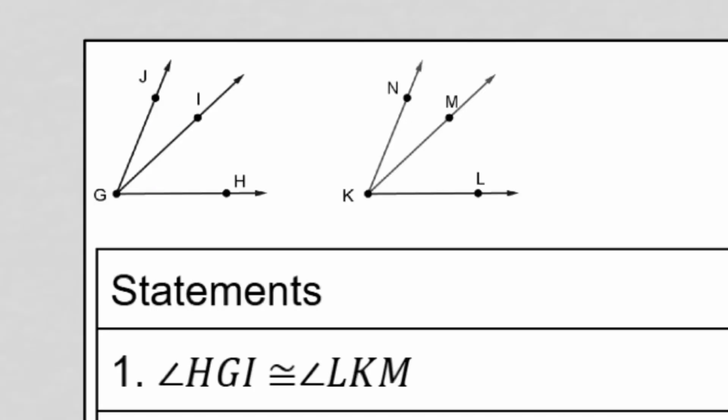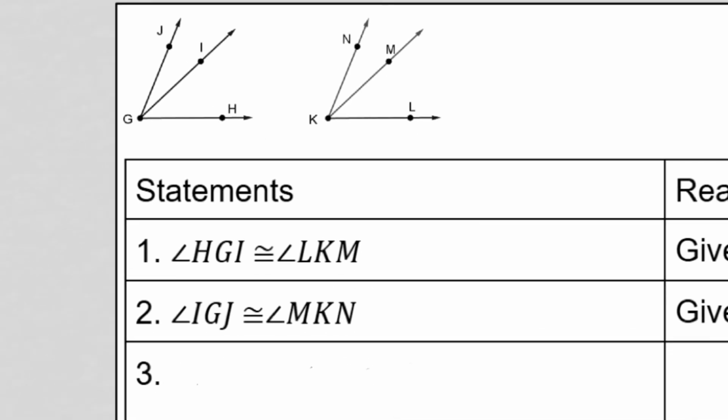Now look at this picture. Here I have angles. And the given information is that HGI, we name an angle through 3 points with the vertex being in the middle. So HGI, which is this angle, is congruent to LKM, which I mark that way. It's also true that IGJ, which is this smaller angle, you make two arcs, is congruent to MKN.